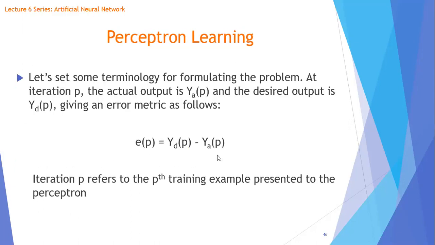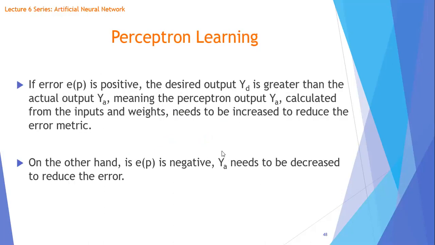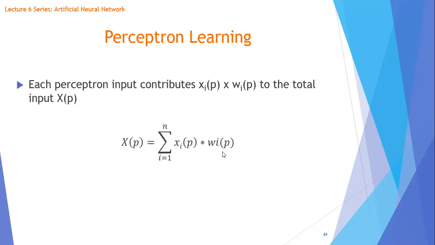But definitely when we look at this equation here, if your error is positive, it means your desired value is greater than your actual value, so you need to increase your actual value to make the error become zero. Similarly, if your error is negative, it means your actual value is greater than the desired value, and you need to reduce the actual value. This is what these statements are saying here. We'll look at that in more detail as we go along.